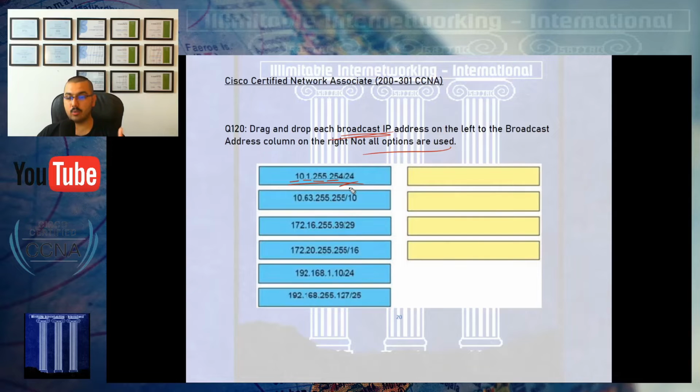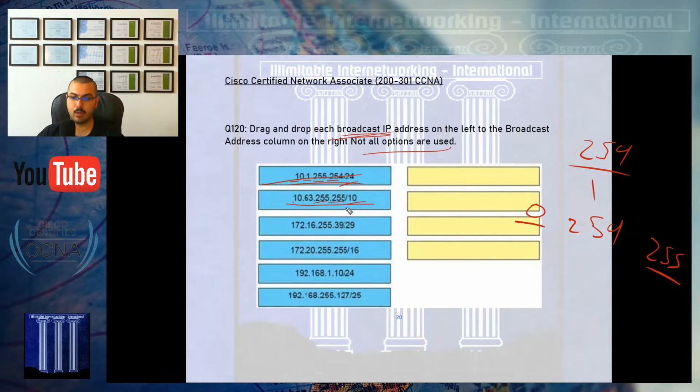Okay, since it's /24, just like we have talked about back in chapter 1, /24 gives me 254 valid IP addresses, starting from .1 up to .254, and that makes .0 the network ID, and .255 the broadcast ID. So this IP address is a valid IP address and it's not a broadcast IP address. So this one is not a broadcast. The other one will be 10.63.255.255/10.